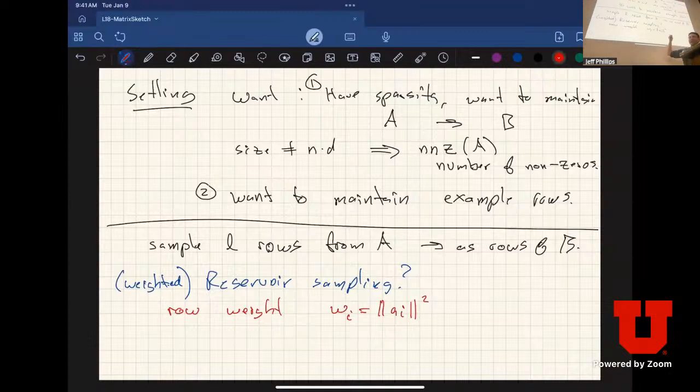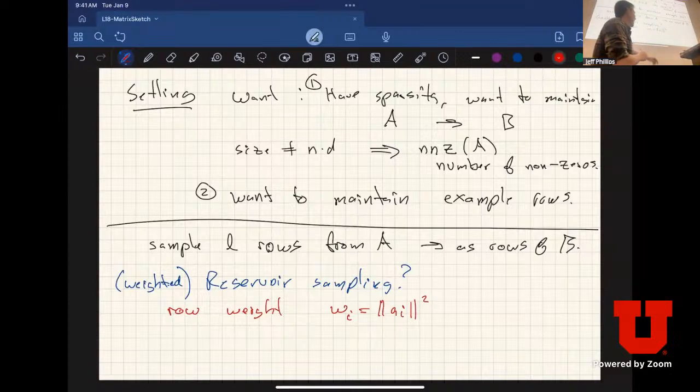That's what I keep. Otherwise, I keep what I had before. So I can maintain one of these samples. I do L of these independently, so I might sample the same row twice. Okay. Again, there are simple ways to fix this using something called priority sampling, but I won't go into that in today's lecture.